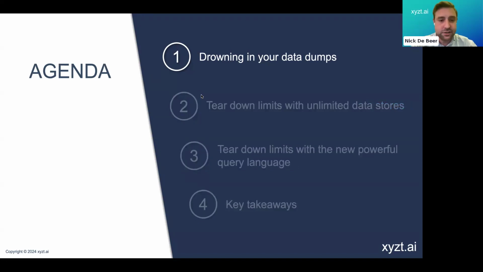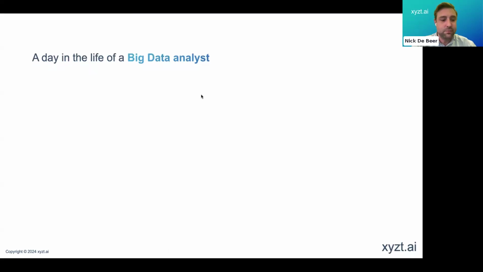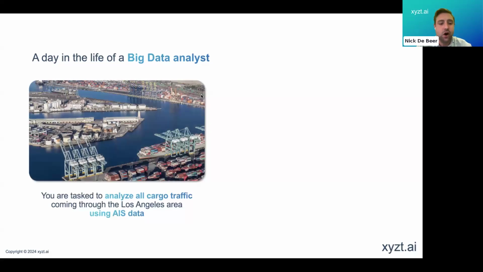So first things first, the example, drowning in your data dumps. We worked out two examples. One is a mobility one, and the other one is a maritime one. So I will just take you through a little story. Imagine that you are an analyst and you are tasked, for example, to analyze all the cargo traffic coming through the Los Angeles area. You need to figure out trends, dwell times, origin destination matrices. You know that your port authority has the historical AIS data available. AIS data is GPS data from vessels with additional properties, such as whether a ship is a cargo vessel or not.